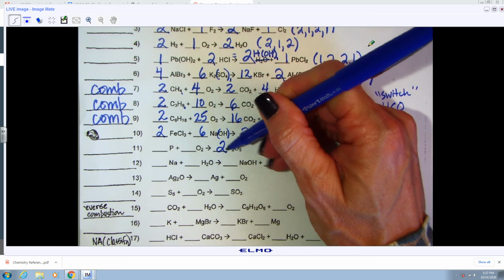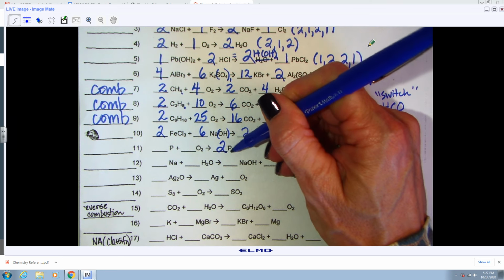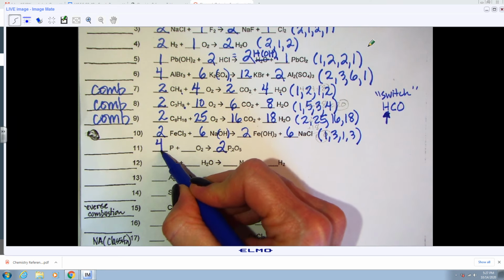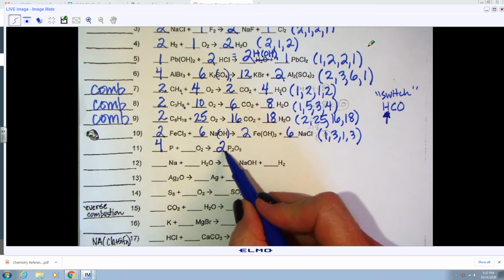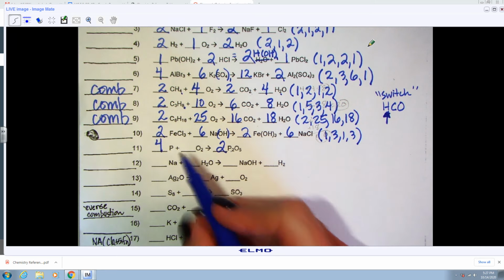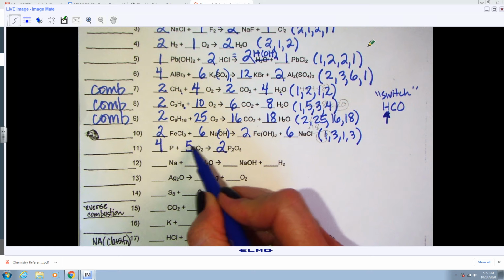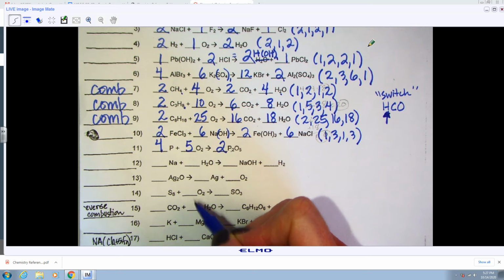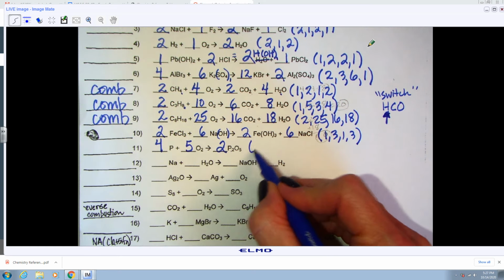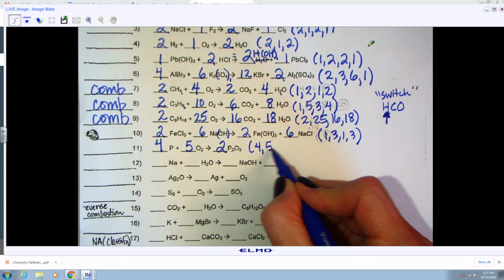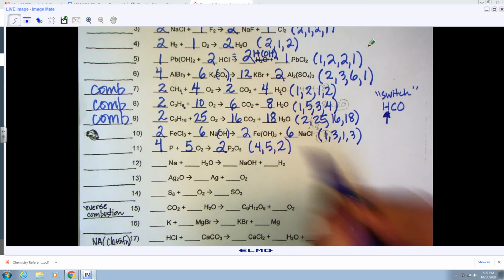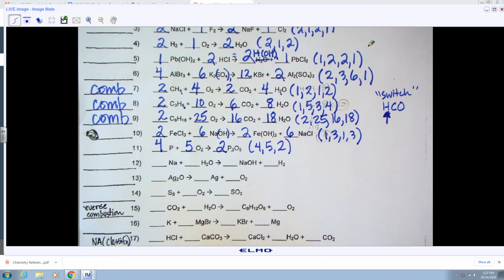That gives me 2 times 2 is 4 phosphorus. So put a 4 here. And now 2 times 5 is 10 oxygens. So 5 times 2 is 10 oxygens. 4, 5, 2 cannot be reduced, so you bring that over as your final answer. 4, 5, 2 is correct. All right, we're going to stop this for now, and next class we'll use the remaining ones for the rest of our guided practice.